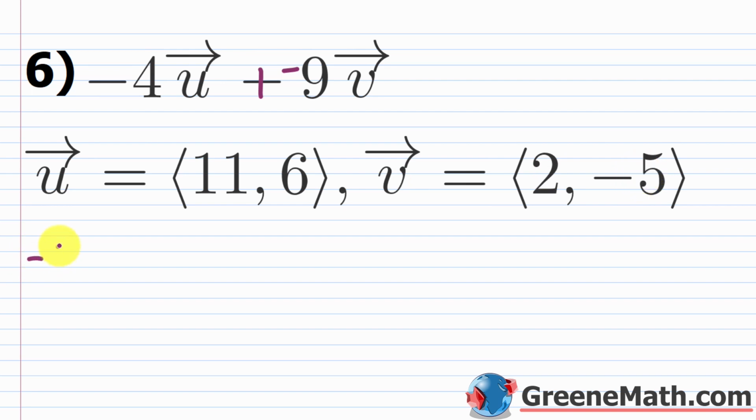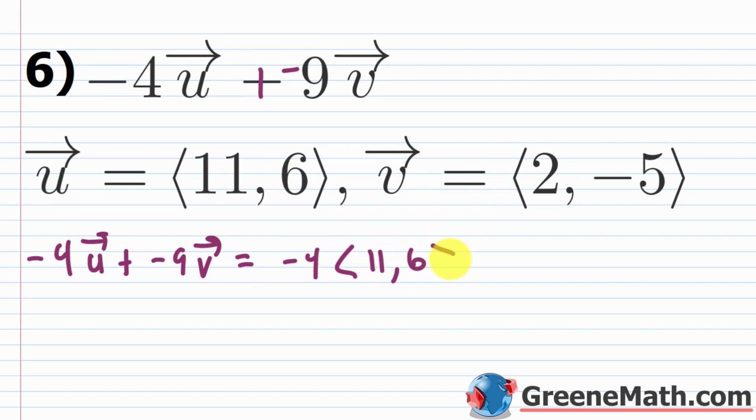So let's say that we want -4 times the vector u. Then I'm going to go plus -9 times the vector v. And you can go minus if you want. I just like to do plus negative. So let's go ahead and say this is equal to, I'm just going to stick a -4 out in front of this vector here. So you've got 11 and then 6 as the components. So now I'm going to go plus, because I've written this as addition of the opposite. This guy is going to be -9. And then I'm going to set this up with these components here. So 2 and then -5 inside.